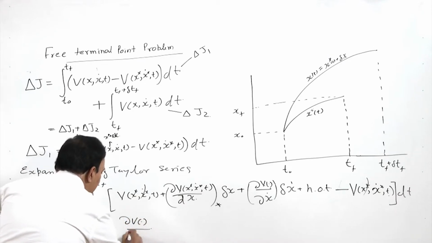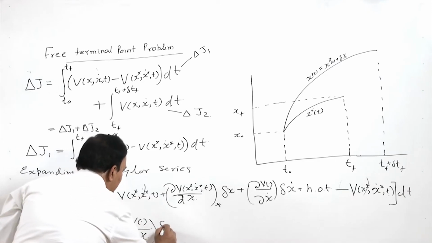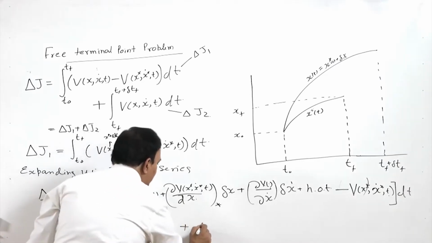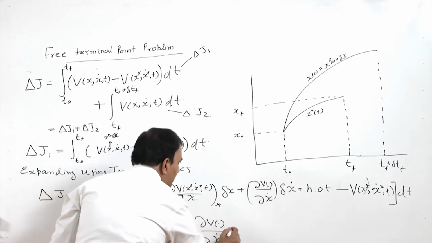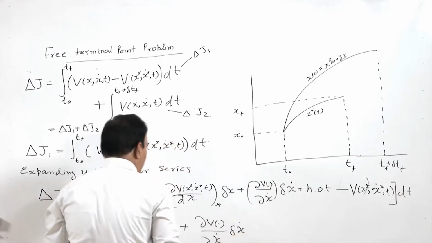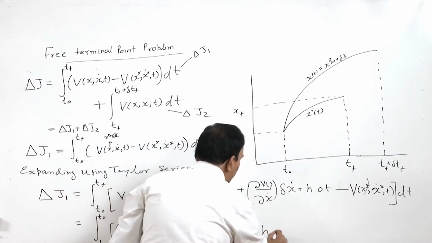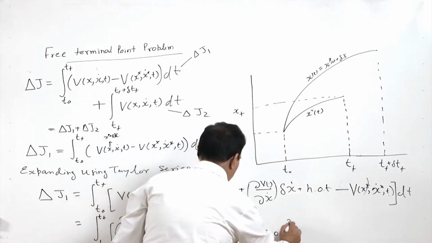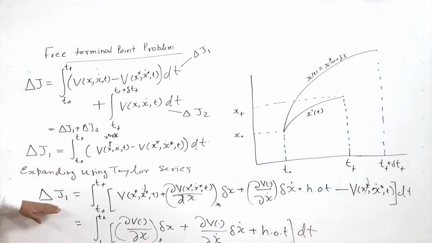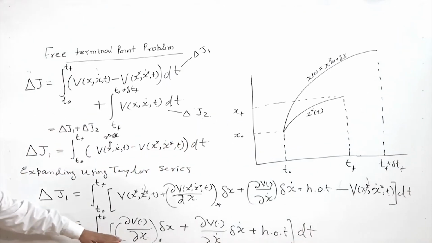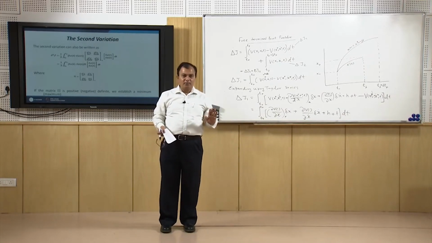and we are left with del V by del x times delta x plus del V by del x dot times delta x dot, plus some higher order terms, into dt. So, for J1 I get the same expression as we get in the fixed endpoint problem.